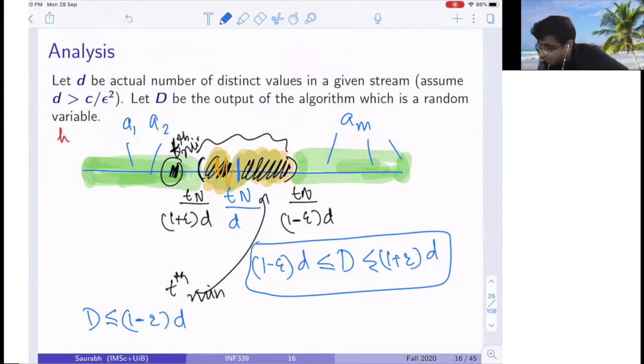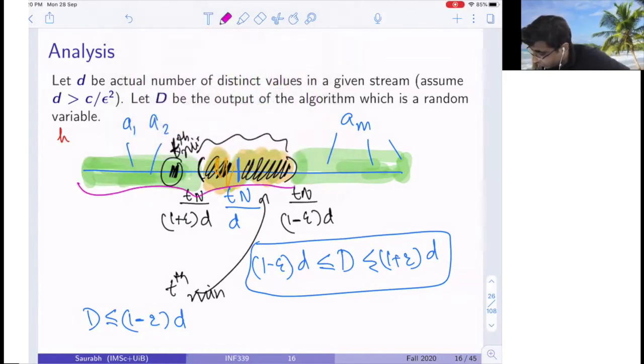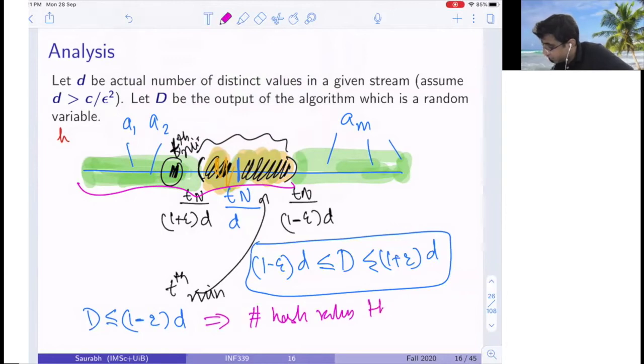Well, it means this range, right? This range has how many numbers? The tth minimum is not here. Like, the number of distinct hash values which lie in this range, right? This implies the number of hash values that lie in the pink region is strictly less than K, right? Okay.